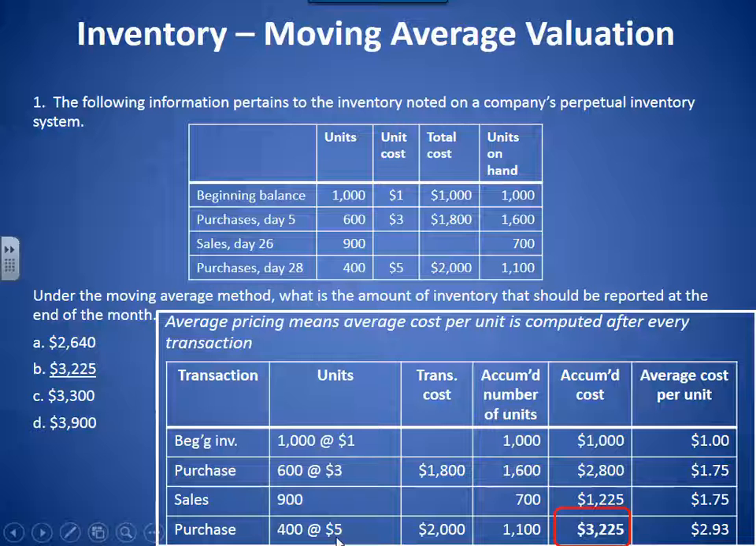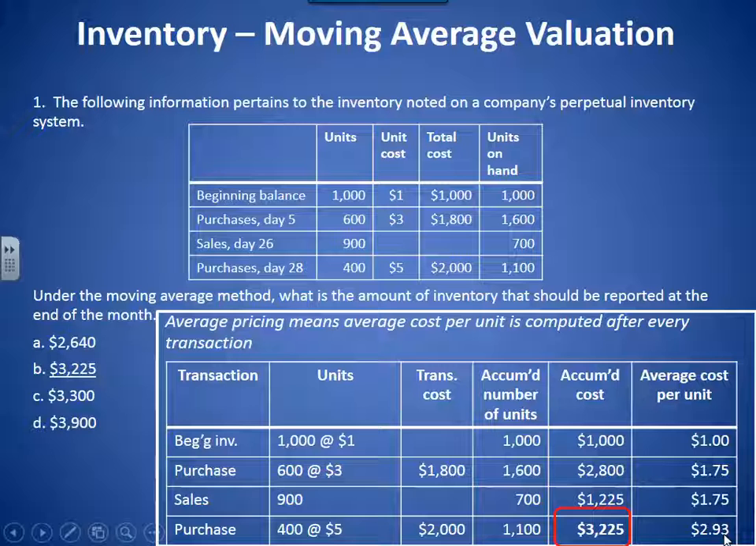Then we go on to day number 28, where we purchase 400 units, in this case at $5 a unit. So our transaction cost in this case is $2,000. Our quantity on hand goes from 700 units plus 400, so now we have 1,100 units on hand. We take the $1,225 cost plus our $2,000, which means our total inventory cost is $3,225. We divide that by our 1,100 units on hand, and our average cost per unit now is $2.93.